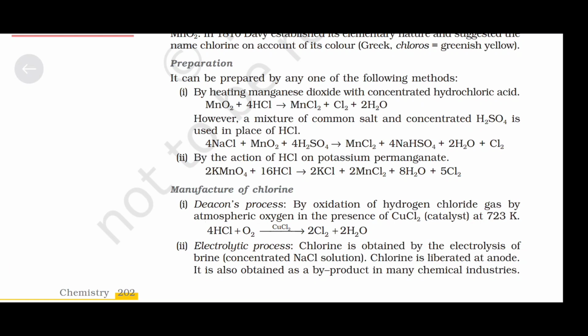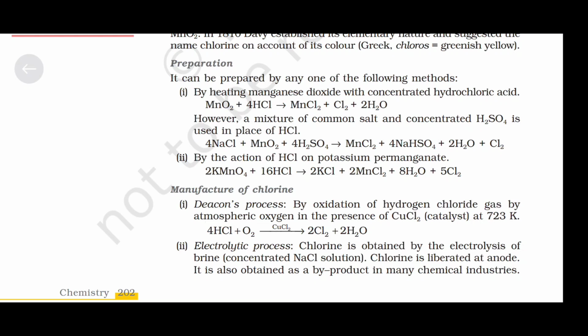It can be prepared by any one of the following methods. By heating manganese dioxide with concentrated hydrochloric acid: MnO2 plus 4HCl will give MnCl2 plus Cl2 plus 2H2O. However, a mixture of common salt and concentrated sulfuric acid is used in place of HCl. By the action of HCl on potassium permanganate. So these are the preparation methods.